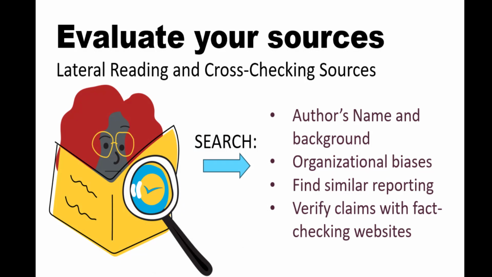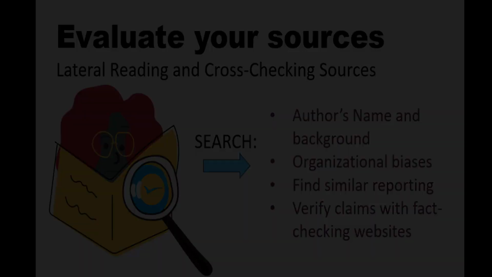As an example, let's say you find an article claiming a new medical study proves a certain diet cures a disease. To cross-check the sources and verify the credibility, look at other credible sources to first verify the author's name and check their background. Next, look up the website or organization to see if they have a known bias. Then see if other credible sources, like universities or established news outlets, are reporting on the same information. Finally, review fact-checking websites to verify claims.